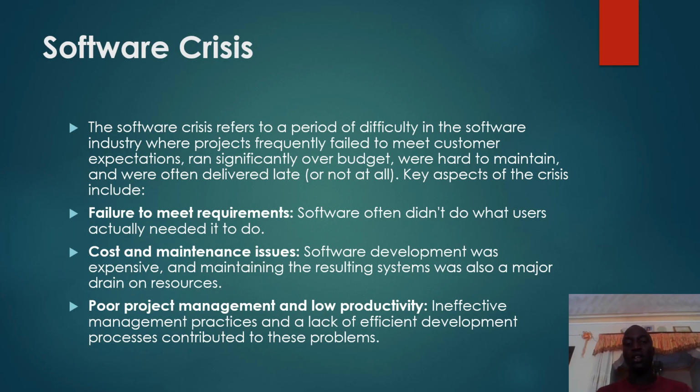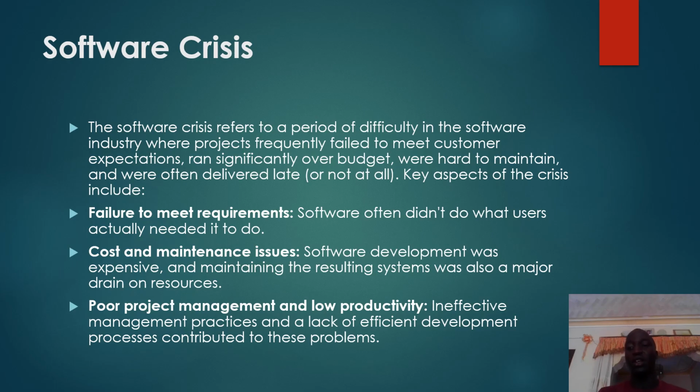Then the key aspects of the crisis include failure to meet requirements. Software often doesn't do what the users actually need. For example, there are some apps where people complain. You can check on the Play Store. There are some apps where people complain that some functions are missing, or they cannot do this and that, or the network keeps disturbing, or the adverts. Those are the failures to meet the requirement needs. And you can often see the comments in the comments section in the Play Store of each and every app that you download.